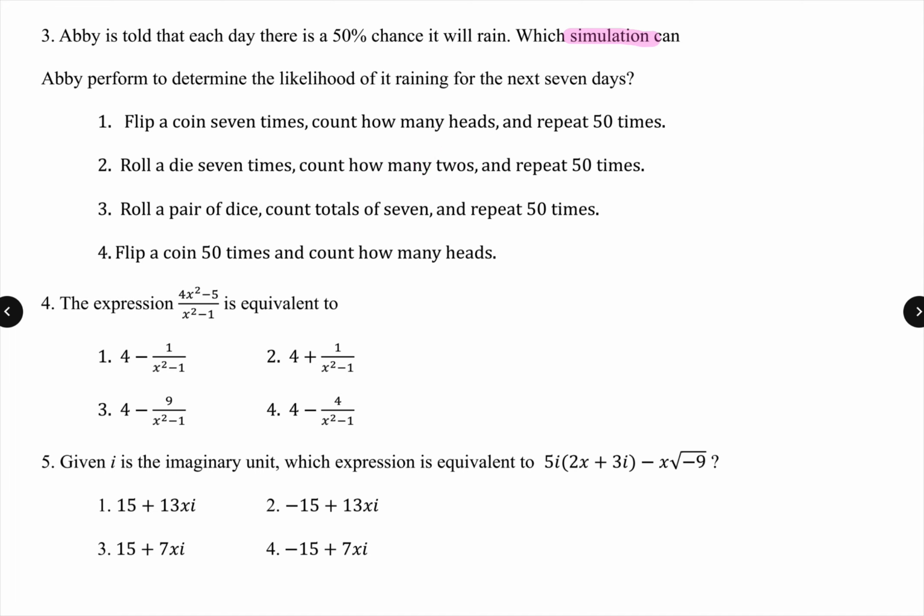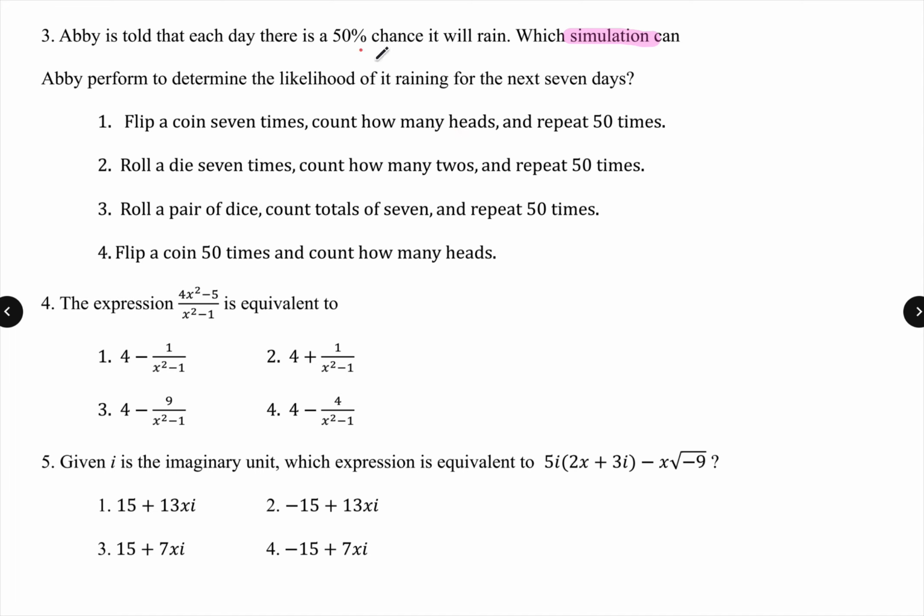So that means you're running an experiment and then repeating the experiment a ton of times. If they think there's a 50% chance it will rain in the next 7 days, like a week, what do you want to do? Well, you want to flip a coin 7 times. That counts for the week. You want to count how many heads, because you can say heads or tails. It's a 50-50 shot.